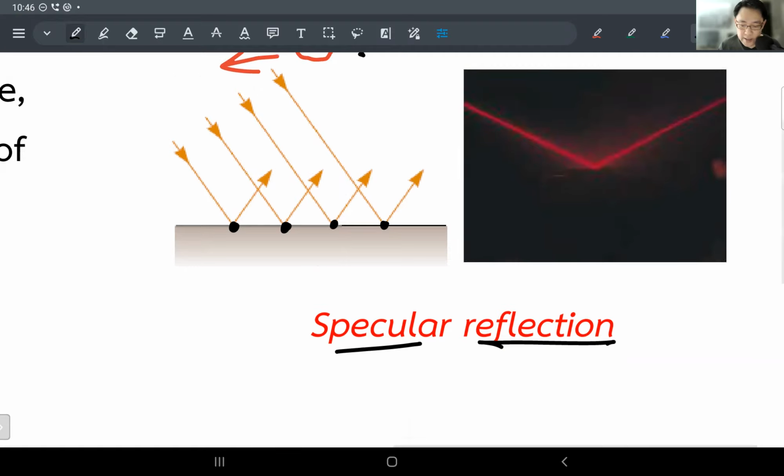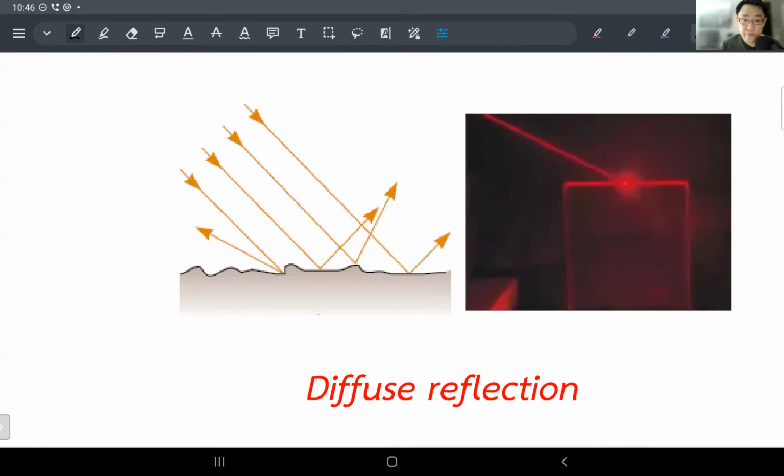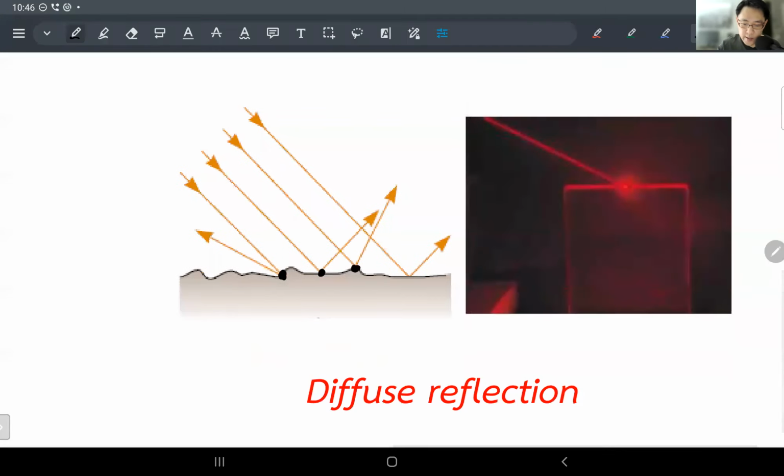But on the other hand, if your surface is rough, the law of reflection still applies locally. That means at every single point, the law of reflection has to apply: the incident angle equals the reflected angle, and at every point you draw a normal line to it, so everything works. However, because now the outgoing or reflected rays go all over the place, you're going to get a diffuse reflection.